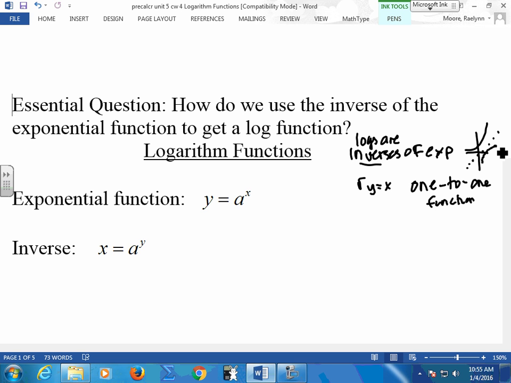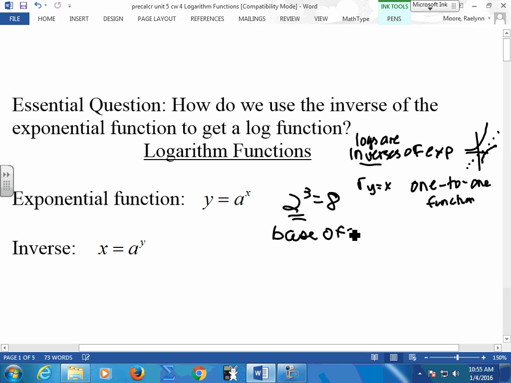For instance, if I want to take 2 to the third and I want to write this as a log expression, the one thing to remember is the base of the exponent function is equal to the base of the log.